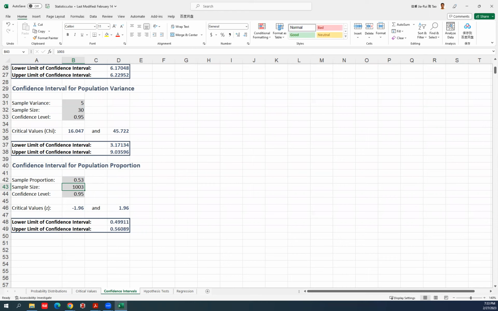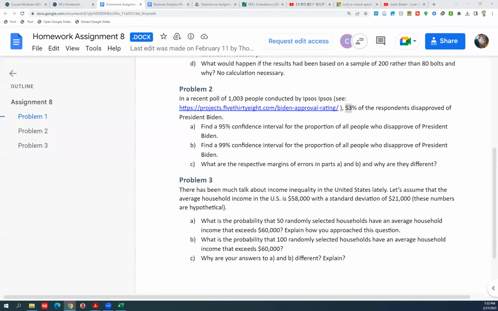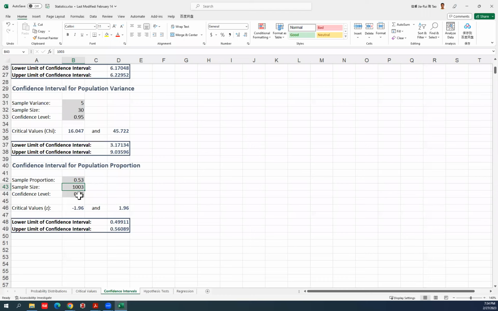Okay, but we also need to check whether we are calculating the right proportion. So here we need to calculate the proportion of people who disapprove. If you were given a question about the proportion of people who approve, then you need to calculate a different version of the proportion. So instead of 53%, we would type in 47% as the proportion of people who approve.